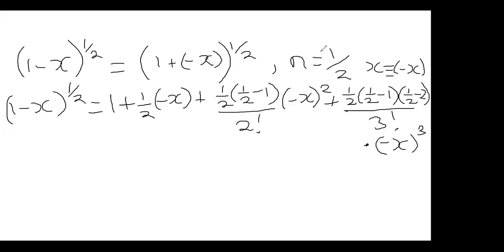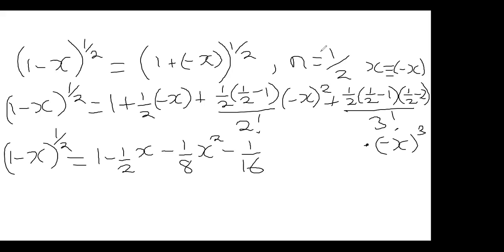Okay, so we've gone up to there, and then when we simplify this, what do we get? So we are finding that 1 minus x to the power half is simply 1 minus half x, then we have minus 1 over 8 x squared minus 1 over 16 x cubed plus that. So that's what we get as the expansion for 1 minus x to the power half.